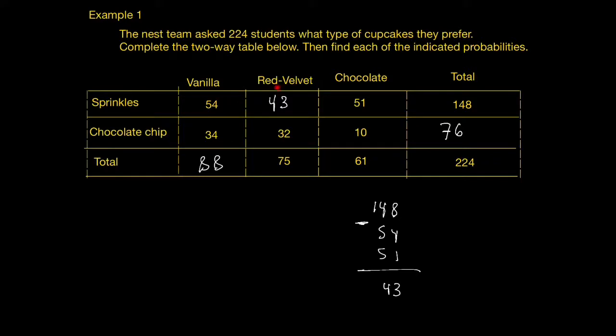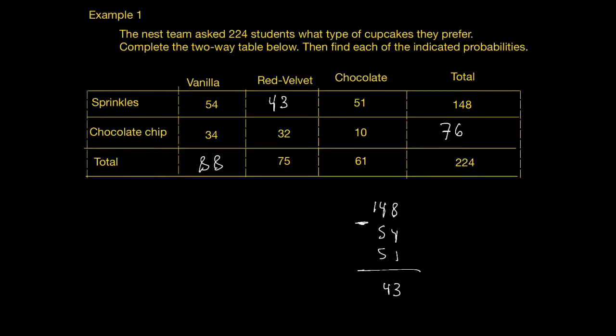So 54 plus 43 plus 51 gives us 148. 43 plus 32 should give us 75. That's how you can check if you did these correctly or not. So here 88 plus 75 plus 61 gives us 224, and so on.